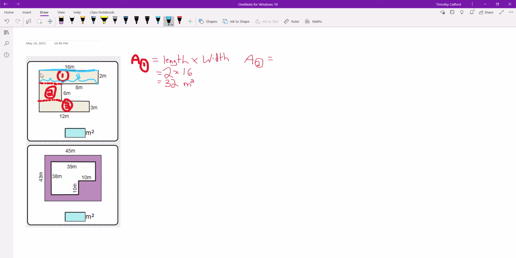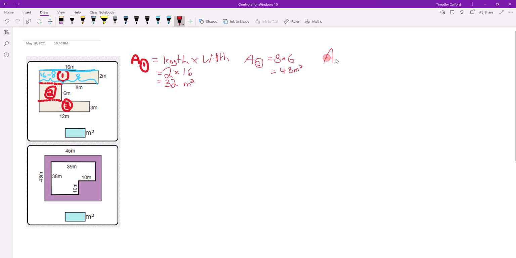So over here I would have all the way across minus the portion I don't want to include, and 16 minus 8 is also 8 in this case. So I have an 8 by 6, which is 48 square meters. So sometimes you need to subtract to figure out the dimension that you're missing. And then at the bottom I have a 12 by 3.